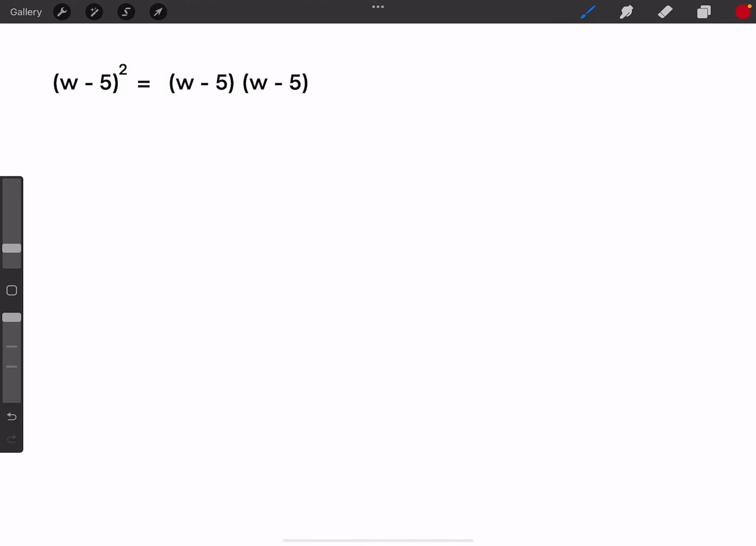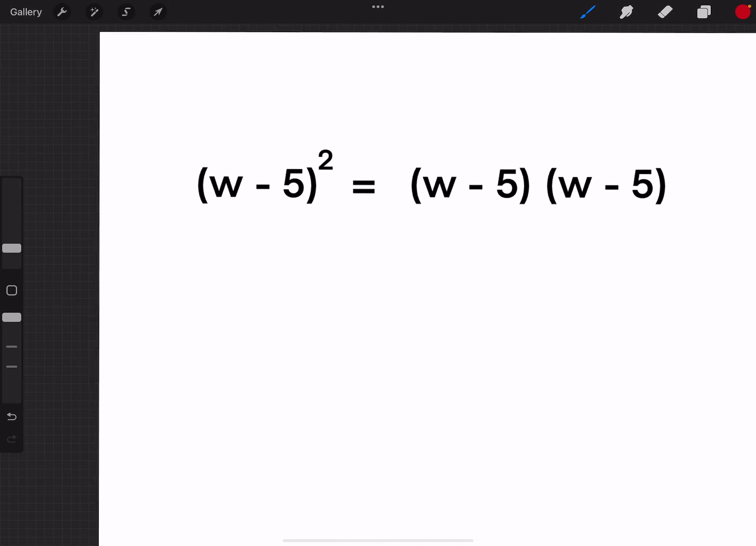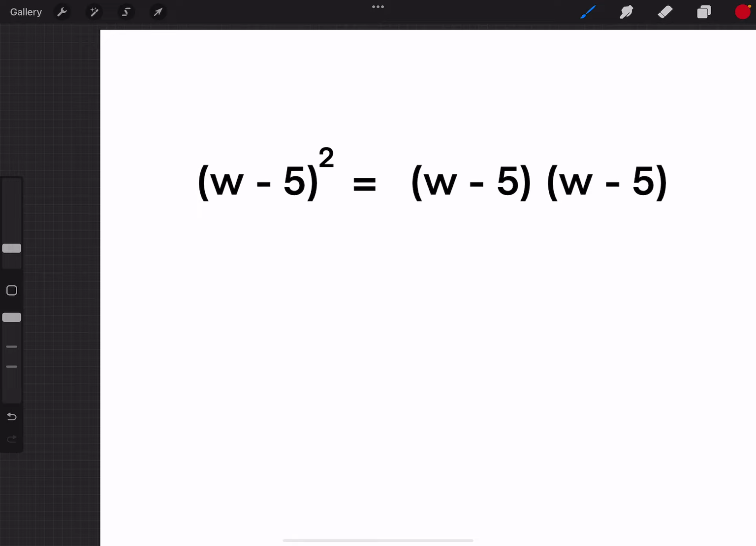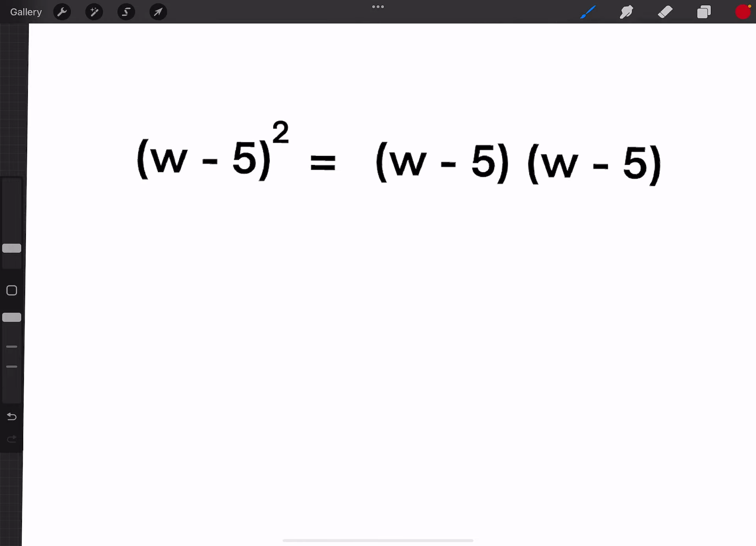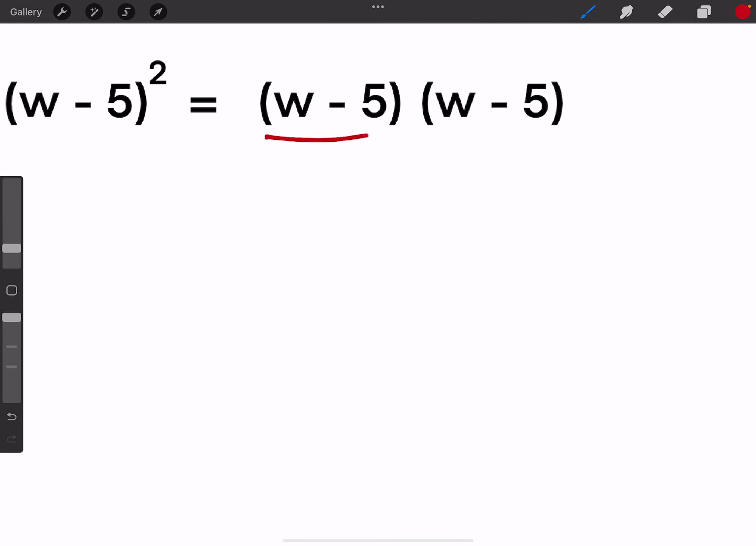Here's a quick 2-minute video on how to do this particular question. So you're given this question, w minus 5, and the whole thing is squared. So we can rewrite that as w minus 5 times w minus 5, both in brackets. Now how do we expand this?